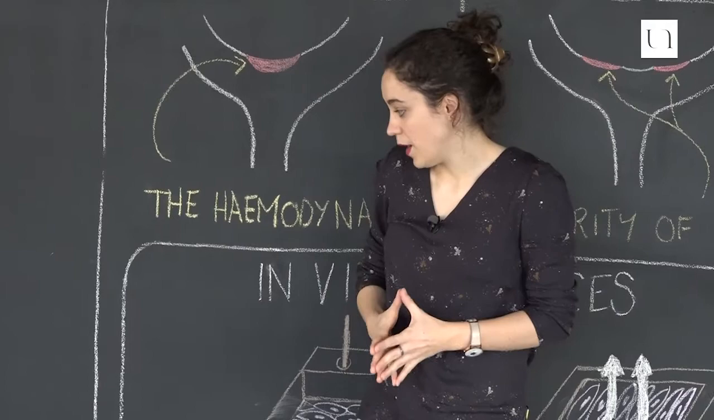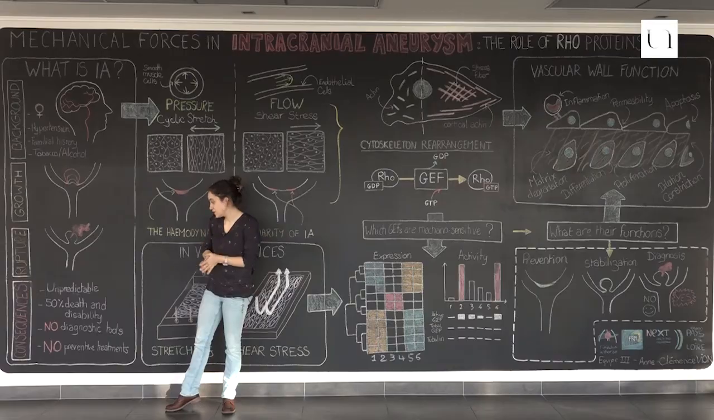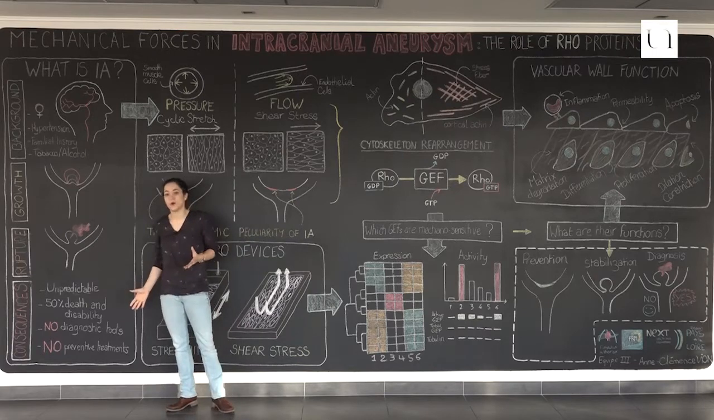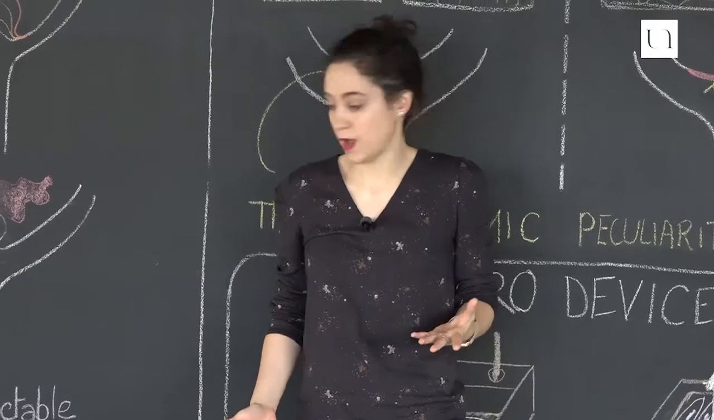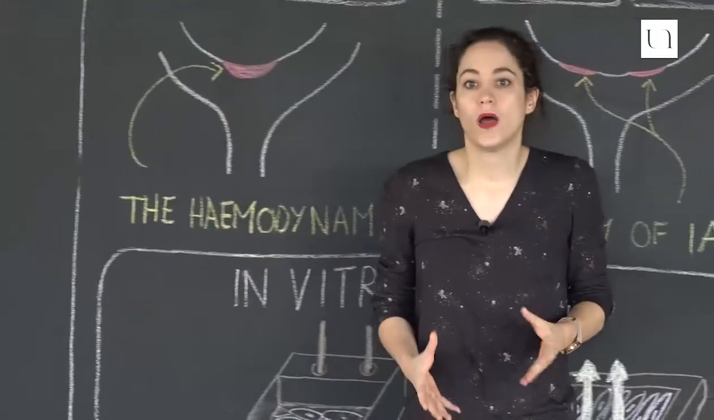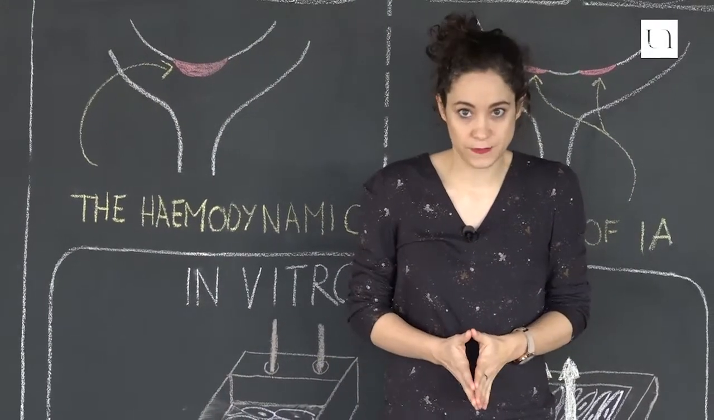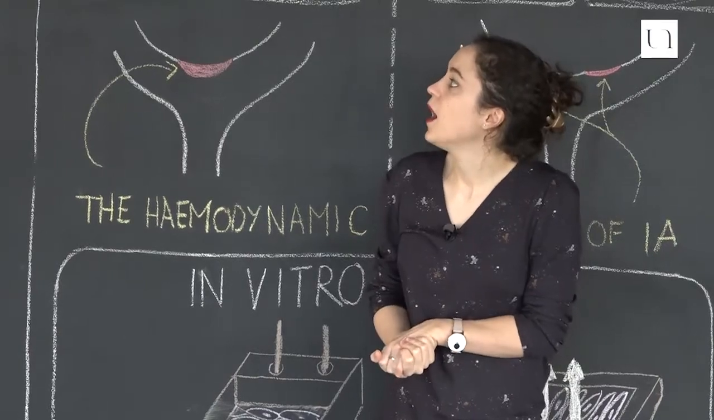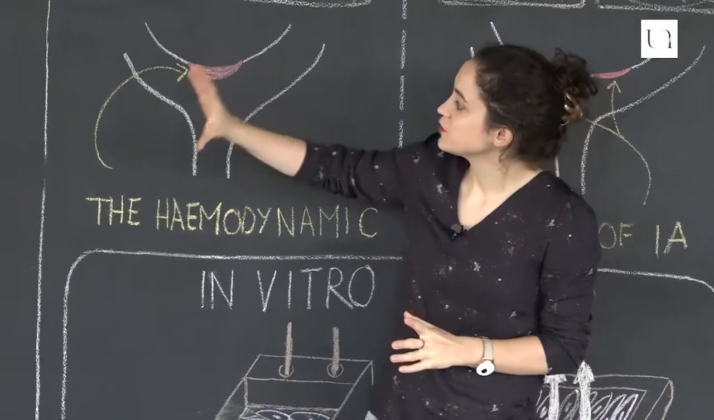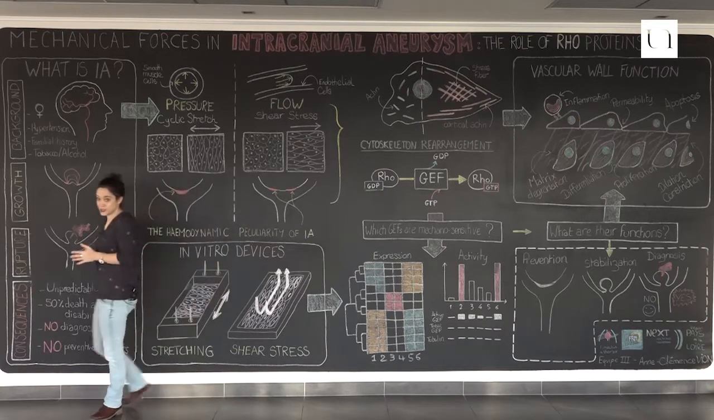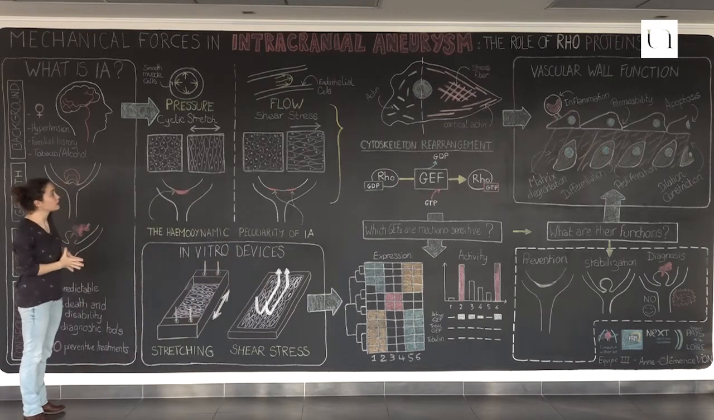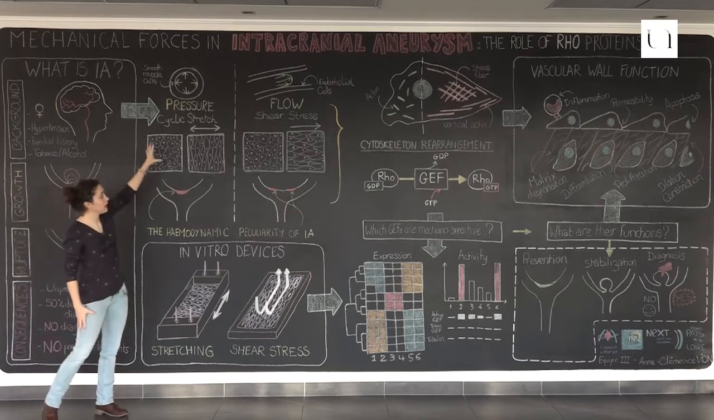What is also really bad is that currently this rupture is really unpredictable, and there is no diagnostic tool to know if one aneurysm will rupture or not. And there is also no non-invasive preventive treatment. And one other factor that really contributes to the formation of these aneurysms that I didn't mention yet, and is the focus of my project, is the hemodynamic changes.